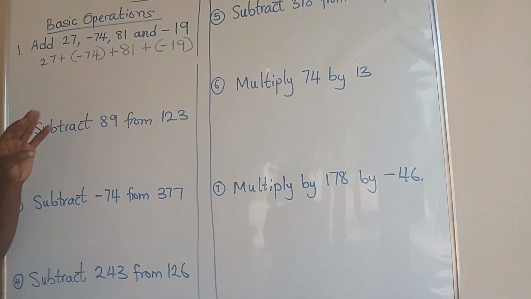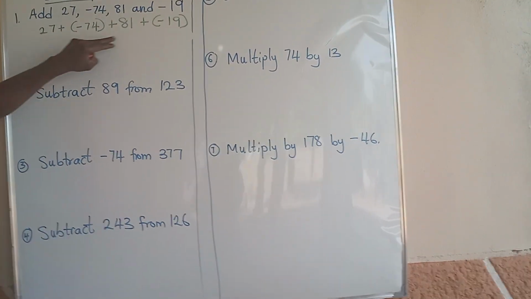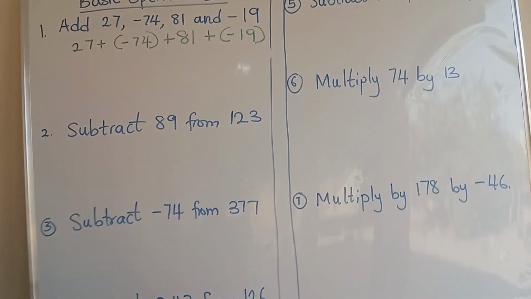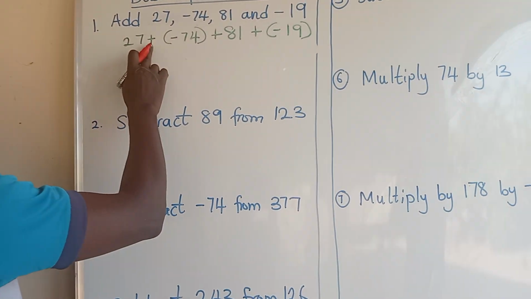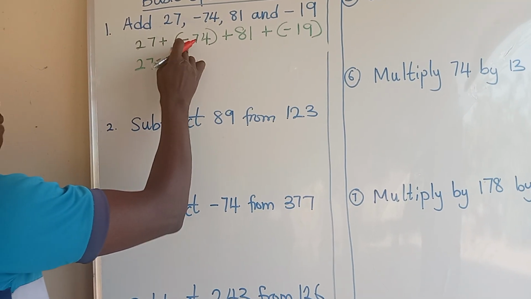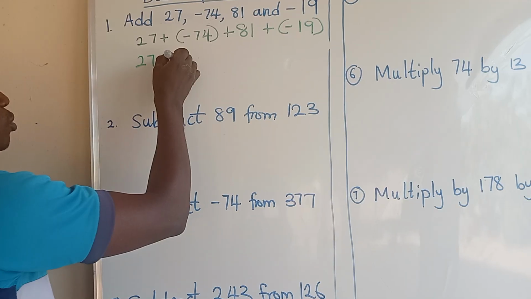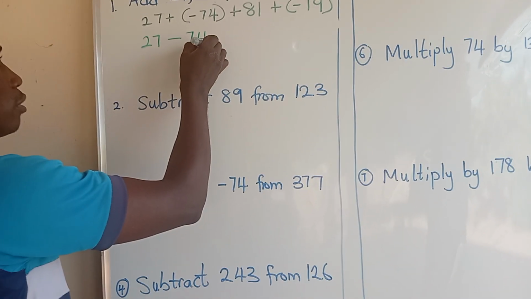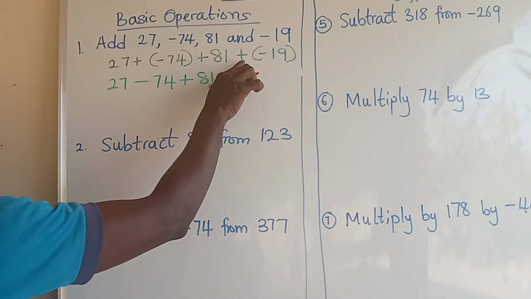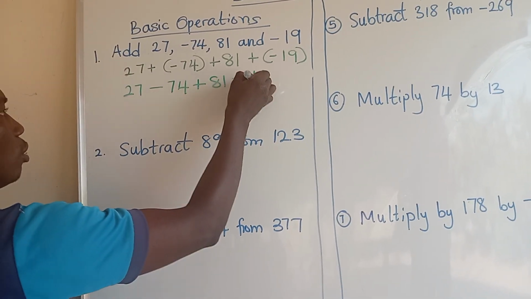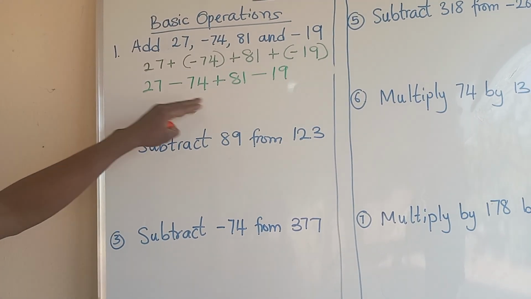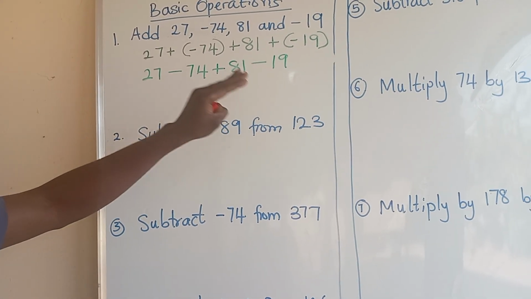Let's come back to our question. So this is the first expression because we are asked to add. In solving this expression, we are then going to say plus times minus, this will be 27, plus times minus is going to be minus 74, and then our plus 81, plus times minus is going to give us minus 19. That is the first step. The second step now is to collect like terms.